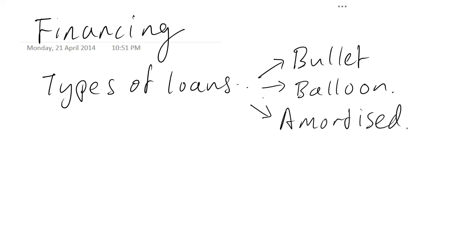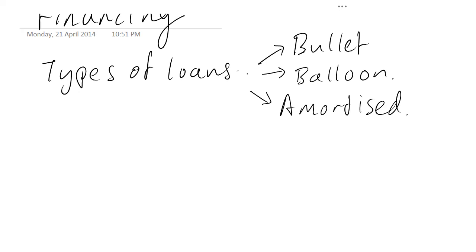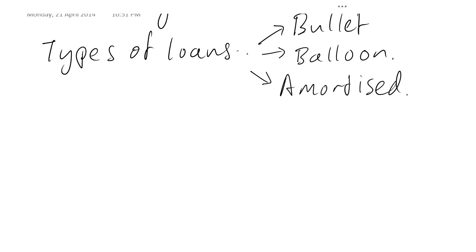Right. So let me talk to you about the three types of loans and explain to you how they work, their advantage and disadvantage. Of course, not forgetting their uses. So let's begin with the bullet loans. What is the purpose of a bullet? Why would businesses want to use a bullet?